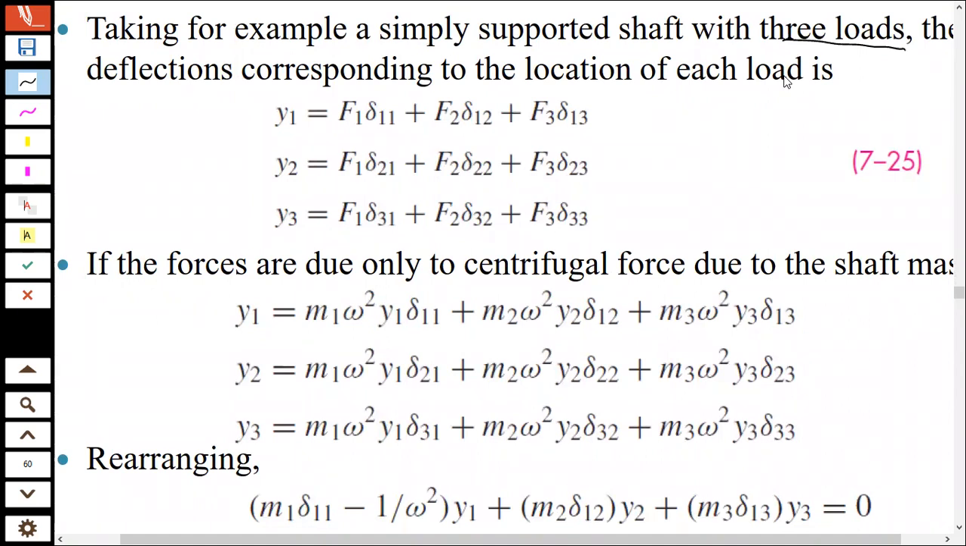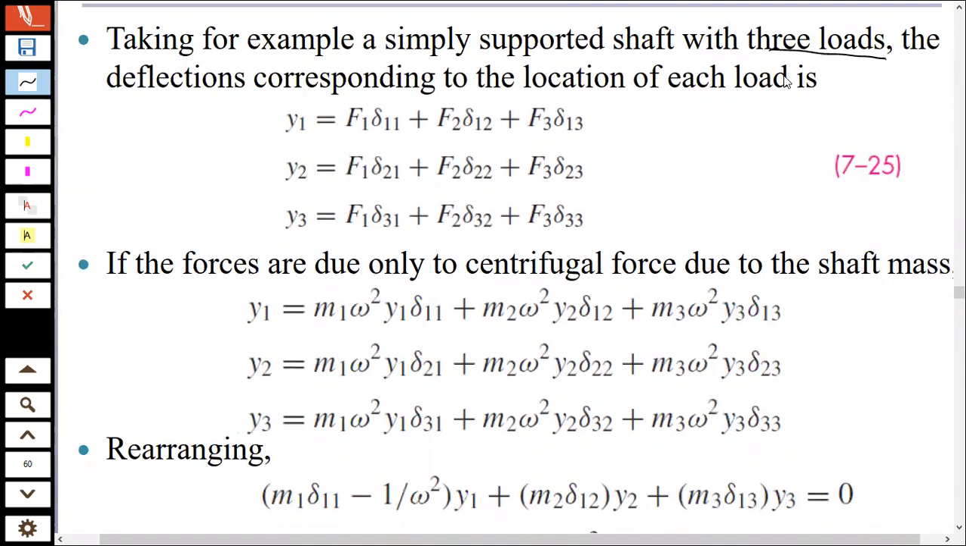The deflection corresponding to the location of each load is, let's say, for example, we have three loads, okay? So we'll have F1, F2, and F3 load, right? So the deflection over here, let's say, is y1, over here the deflection is y2, and over here the deflection is y3.